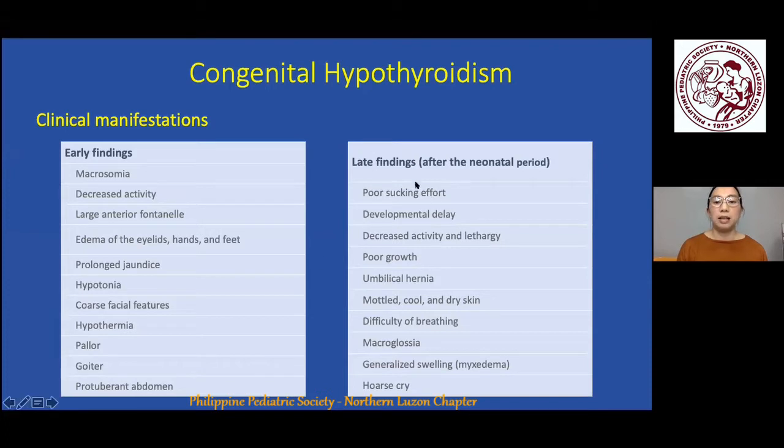While these are the late findings seen in untreated congenital hypothyroidism after the neonatal period: poor sucking effort, developmental delay, decreased activity and lethargy, presence of poor growth, umbilical hernia, mottled, cool, and dry skin. There will be difficulty of breathing, probably due to your macroglossia, presence of generalized swelling or myxedema, and hoarse cry.